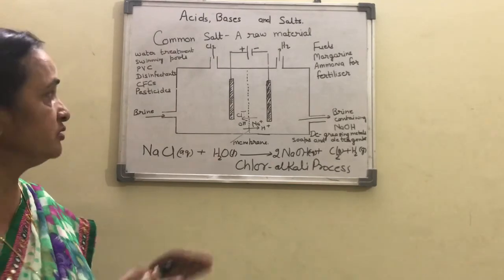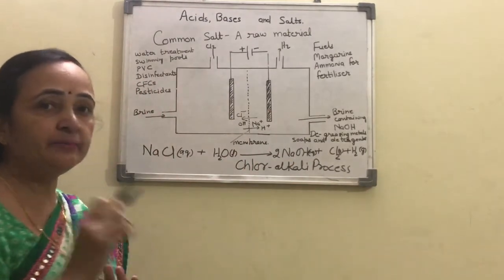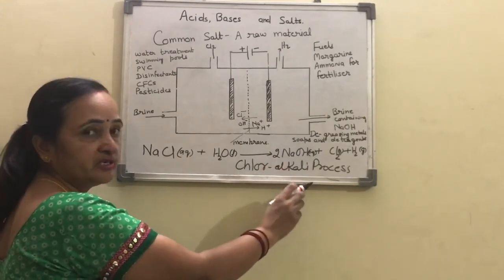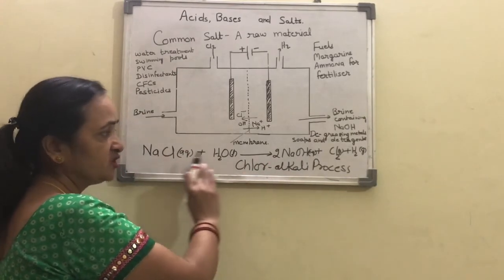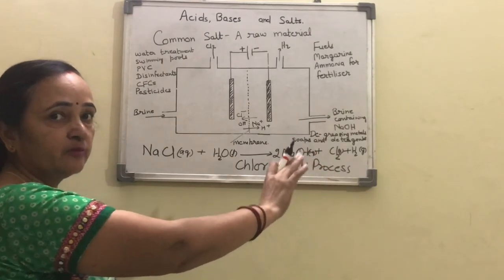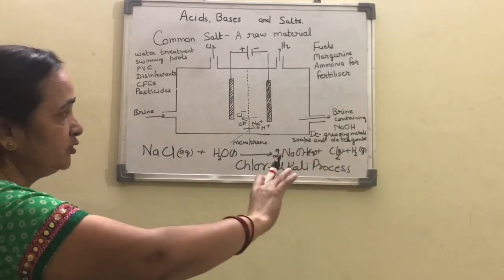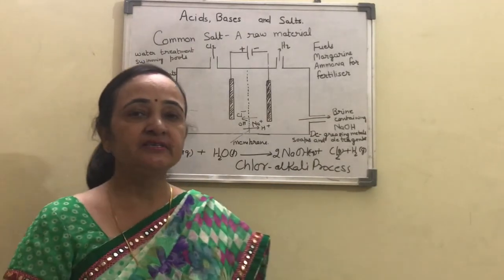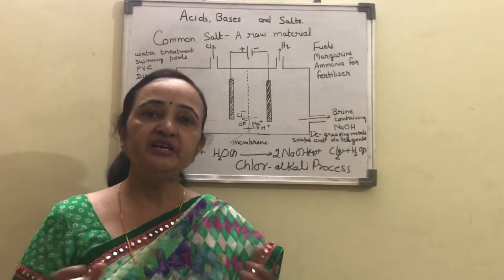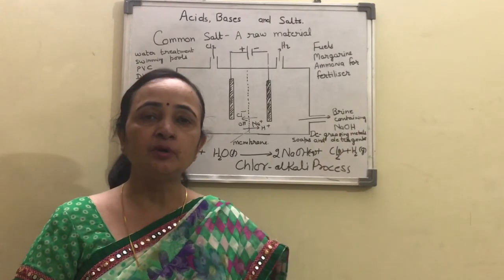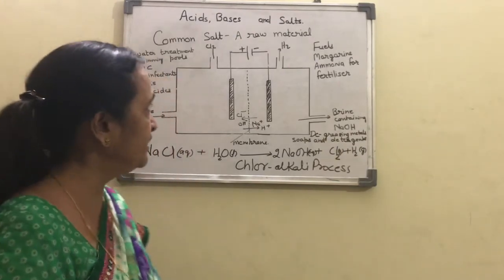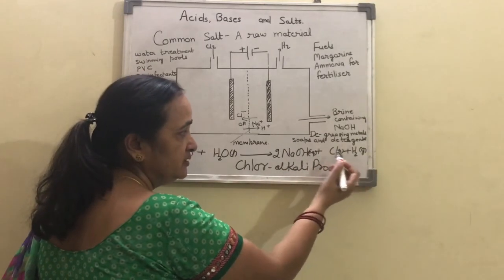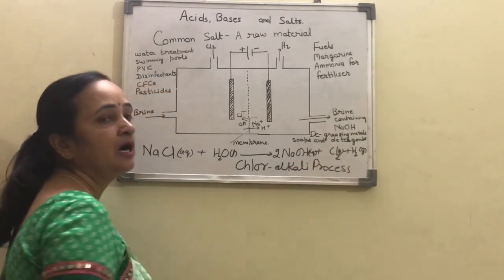So I think you understood everything, and remember that this process is known as chlor-alkali process. Don't forget this, and this reaction also you have to remember because it is one of the important reactions for your exam. So in the next topic we will study about the preparation, properties and uses of some other chemicals which are obtained by these byproducts chlorine and hydrogen as well as sodium hydroxide.